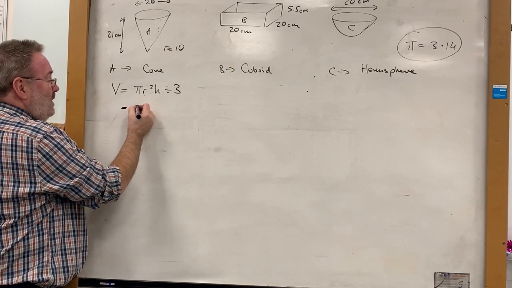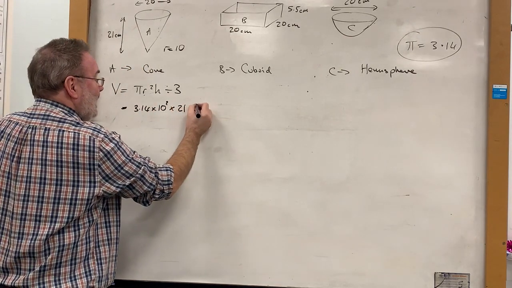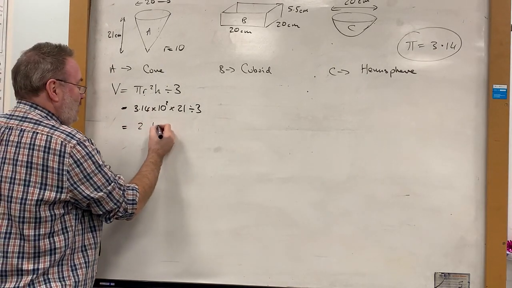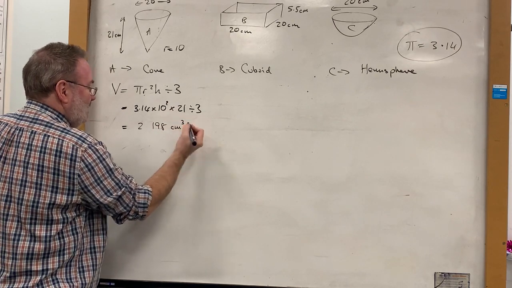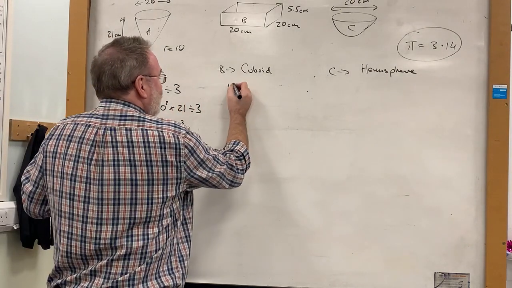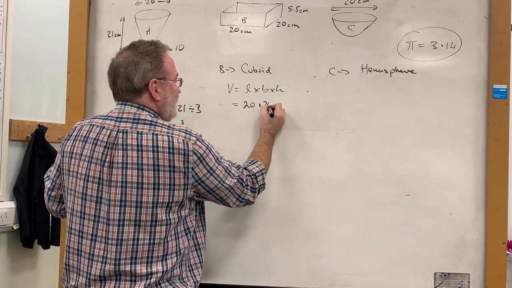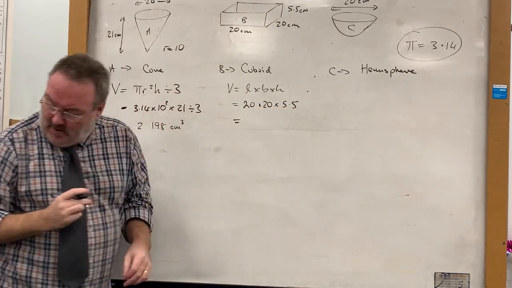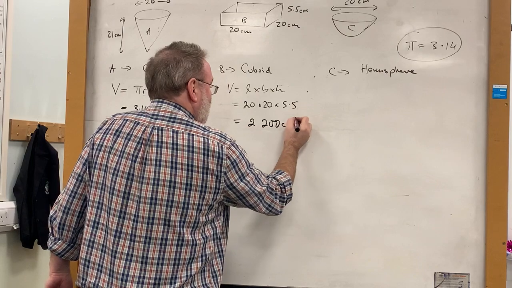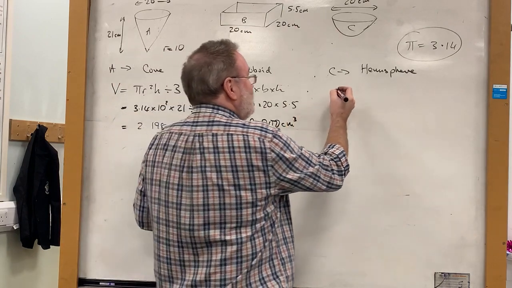So that's going to be 3.14 multiplied by 10 squared multiplied by 21 and divided by 3. And if we do that calculation, we get 2,198 cubic centimetres. Right? Nothing particularly difficult about that. Even easier, volume of a cuboid, length times breadth times height, 20 times 20 times 5.5 will give us 2,200 cubic centimetres.